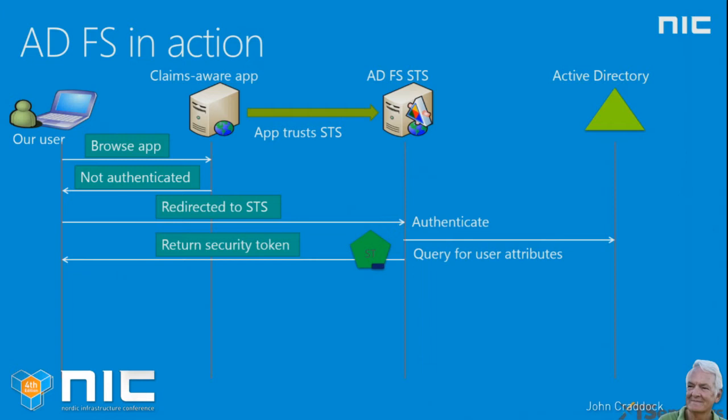So we get back our security token, and we send that token back to the Claims Aware app, and the Claims Aware app lets us in. So that's the basic flow. There are different protocols. So there's WS-Federation, there's SAML-P, there's now OAuth 2, which is becoming very popular. And the flows are slightly different, however, the principles are the same.